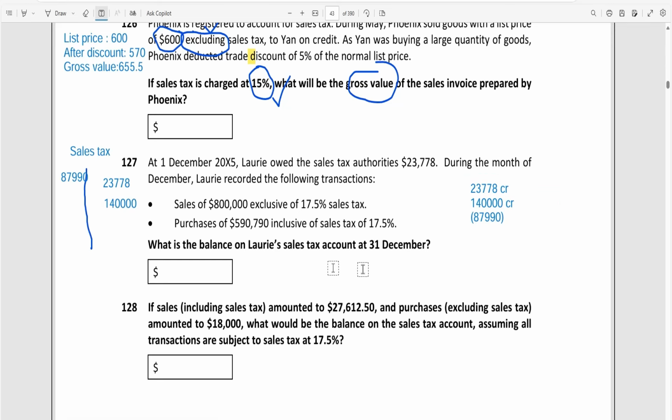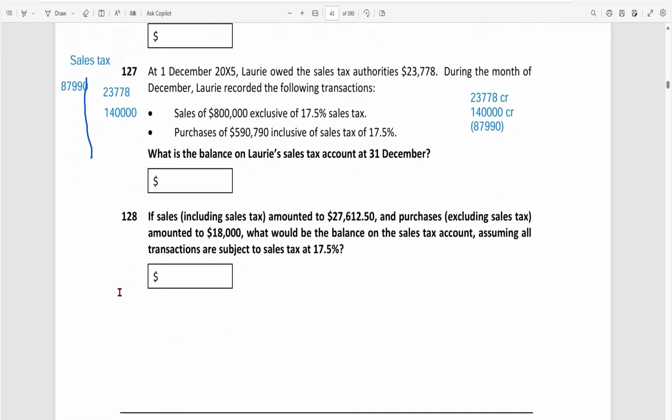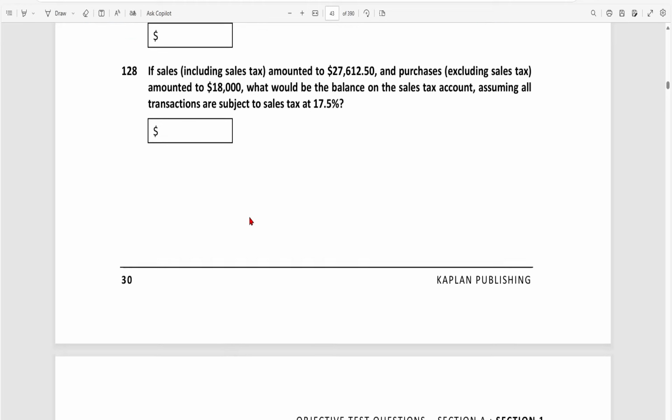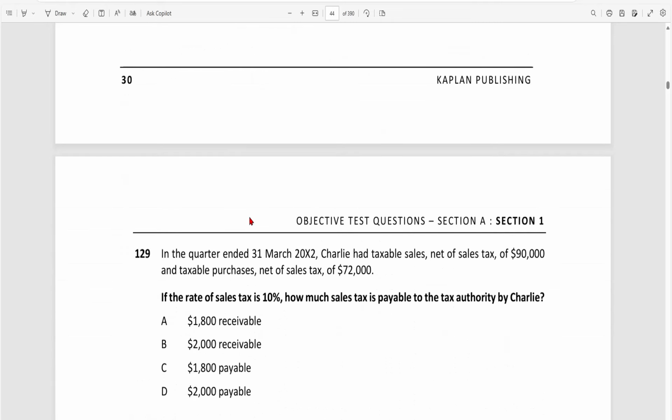The next question is, if sales including sales tax amount to 27,612.50, and the purchases excluding sales tax amount to 18,000, what will be the balance on the sales tax account, assuming the transactions are subject to 17.5%? Again, this is easy as we did earlier, so I will ask you guys to try it once, and if in case you can't, do let me know. I will try to solve it.